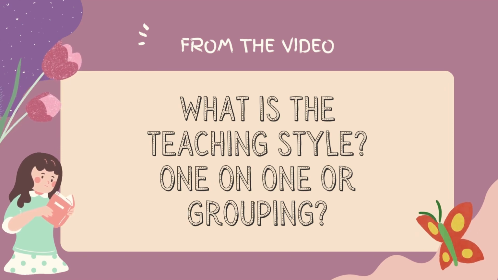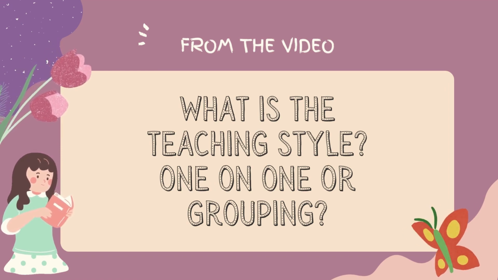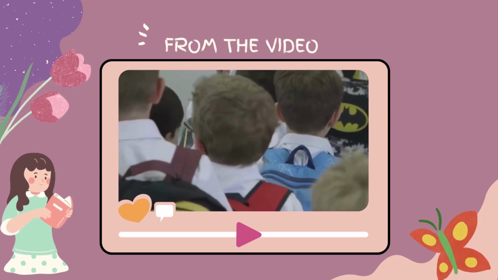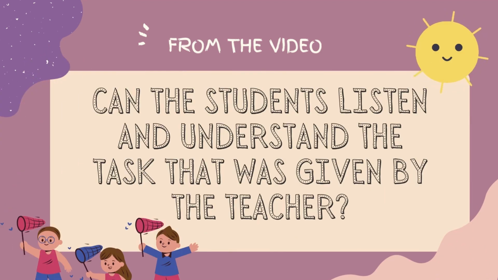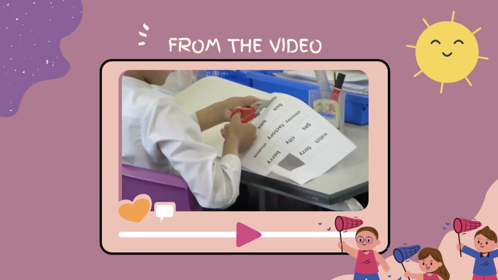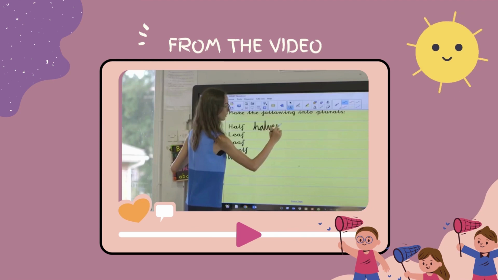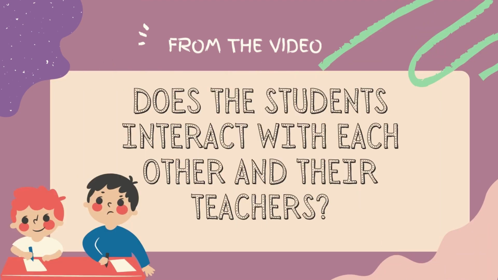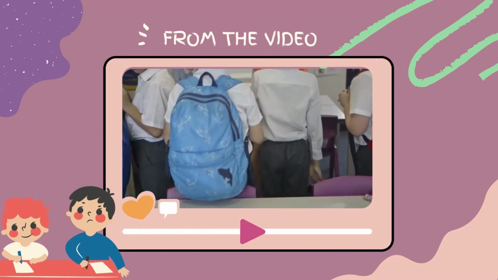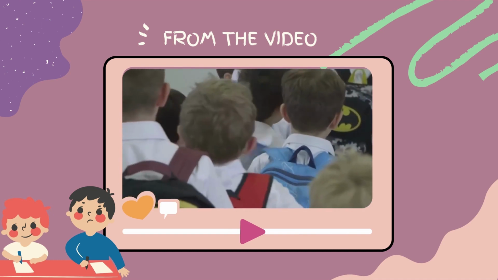What is the teaching style, one-on-one or grouping? The teacher taught the class as a whole group and not individually. Can the students listen and understand the task that was given by the teacher? Yes, from the video, we can see that the students were actively engaging and participating in class. Do the students interact with each other and their teachers? Yes, they were actively discussing and talking to each other while doing their work.